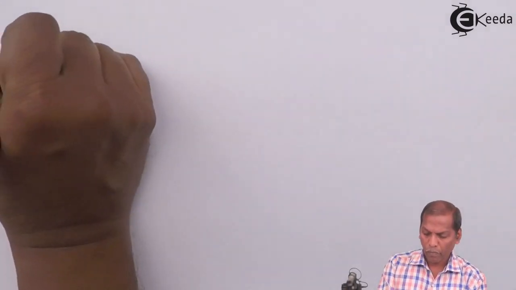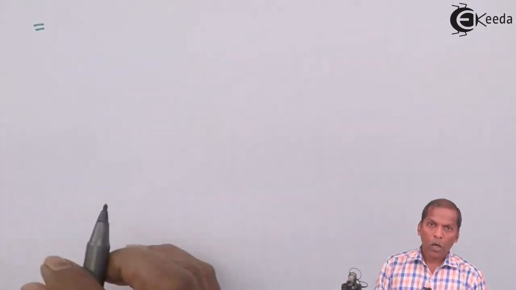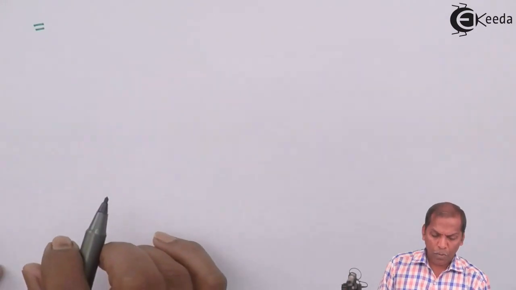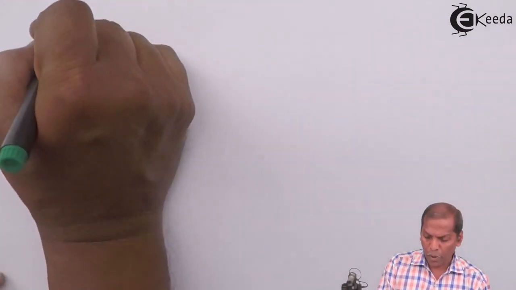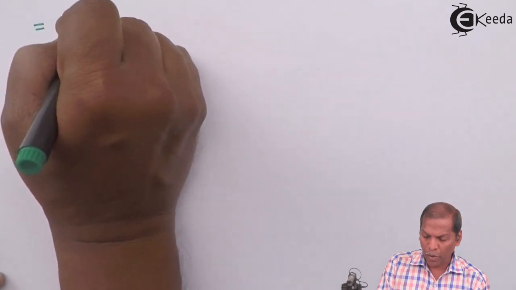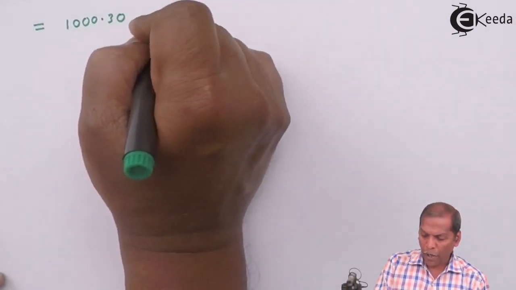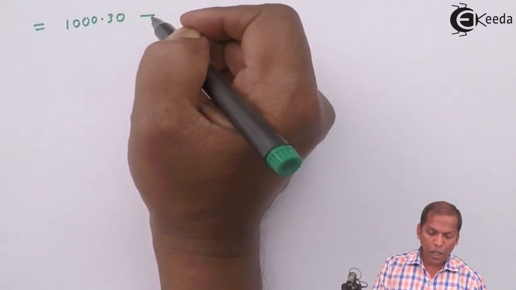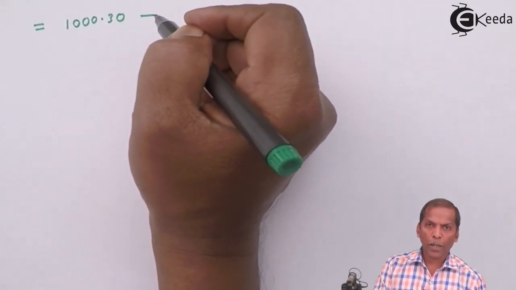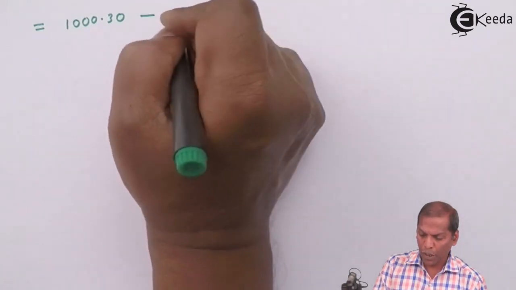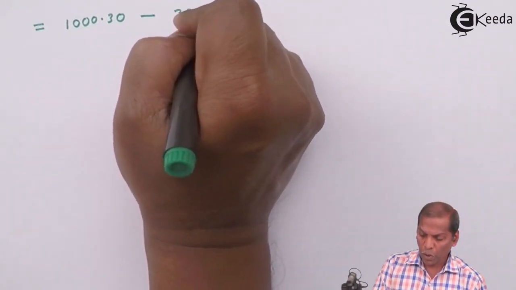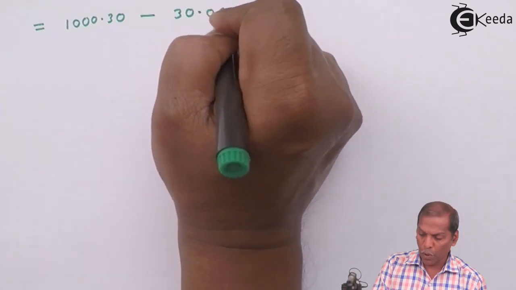Now on simplifying further, we get, is equal to, now 1000 plus 0.30, that gives us 1000.30, then minus 30 and minus 0.001, so that is minus 30.001.